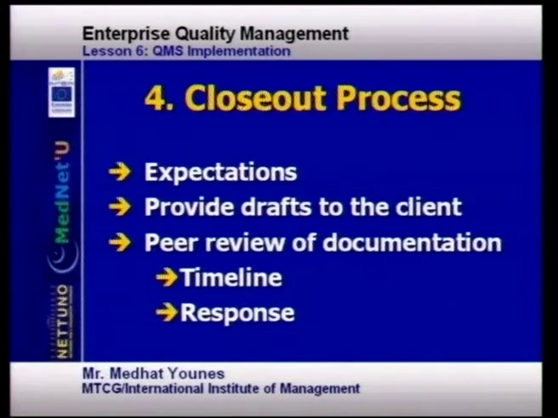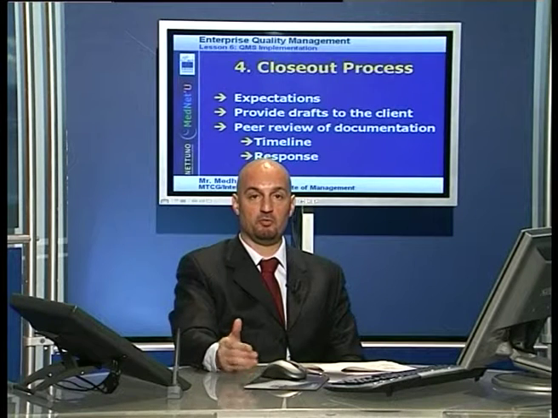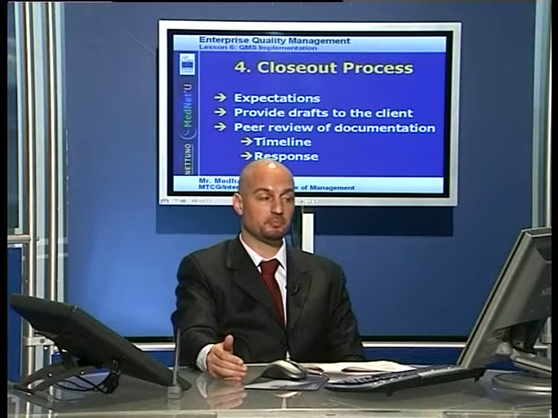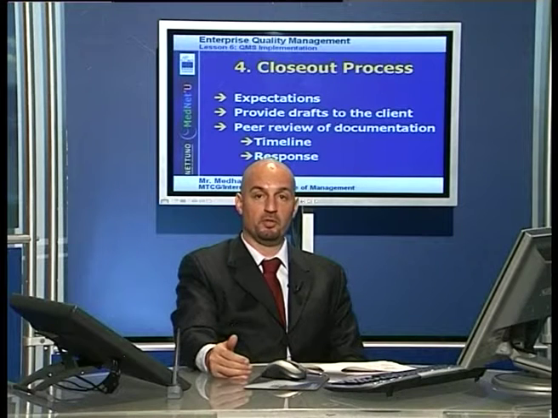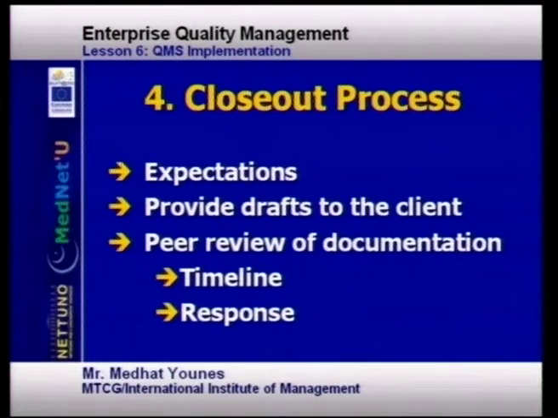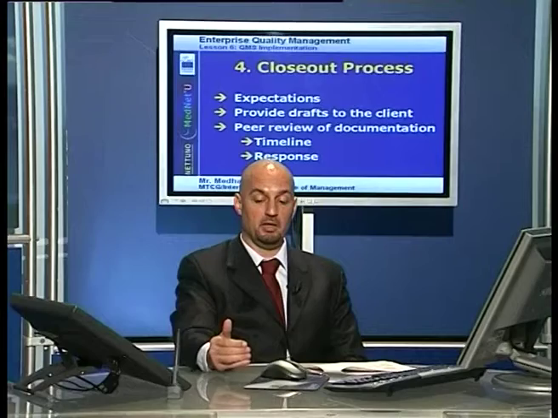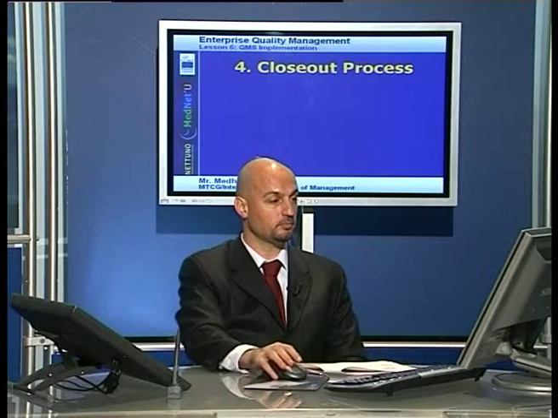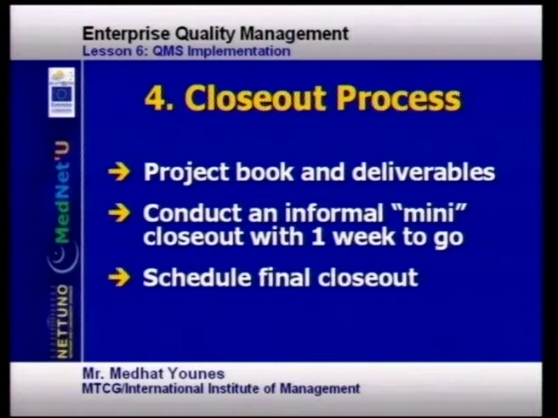The closeout process actually starts about 2 weeks before the actual end of the project. One week before the end of the project, provide drafts to the client, conduct a peer review of the documentation and deliverables, review your timeline, specify a timeline for response from the client, conduct a final review of the project folder and deliverables, conduct a mini closeout within 1 week to go, and schedule the final closeout.